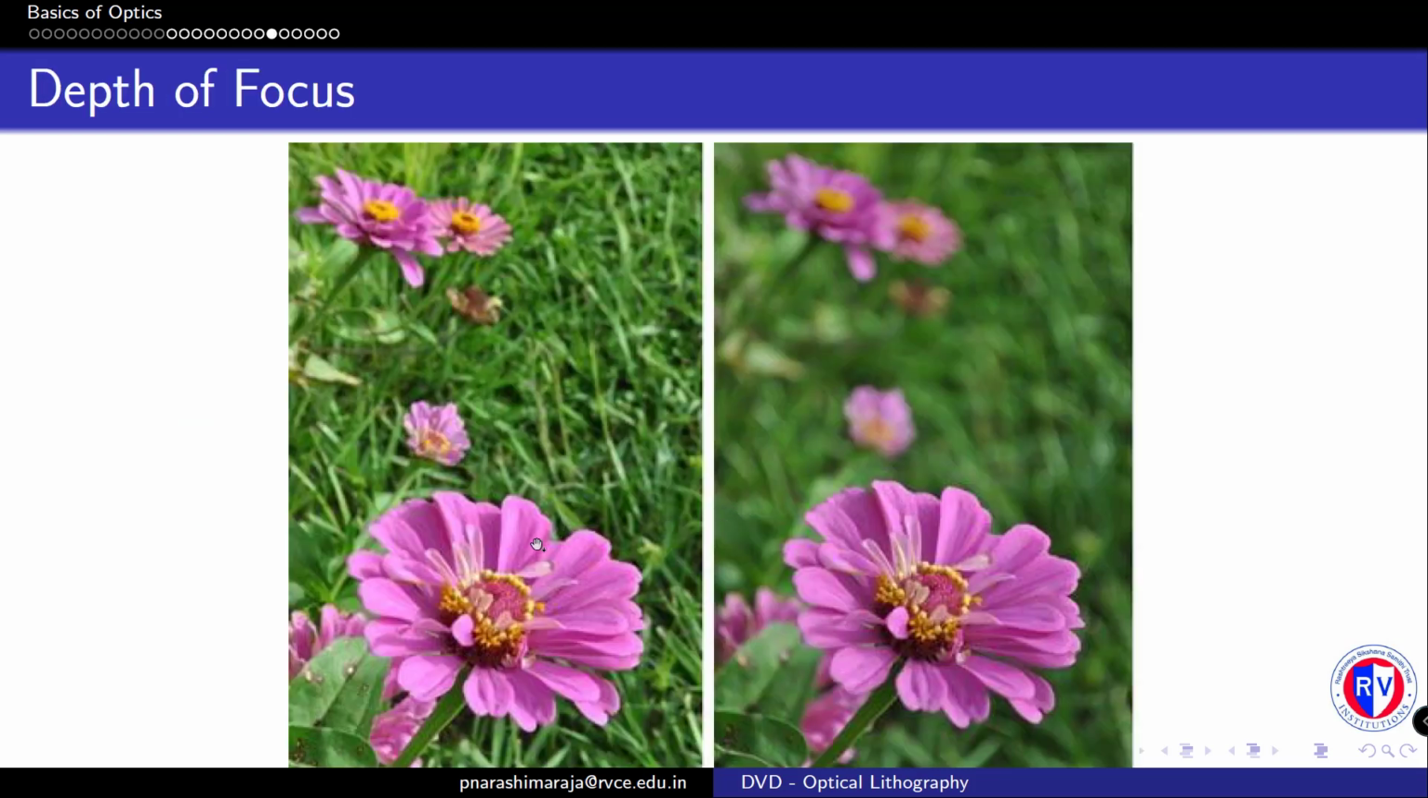So as you could see from this figure, the image on the left shows how a camera with a high depth of focus is able to collect all the background images along with the image that is focused here, whereas the image on the right just captures the image that is focused and all the background becomes blurred. So this means that the depth of focus for the lens that captured this image is small, whereas the camera that captured this image has a larger depth of focus.